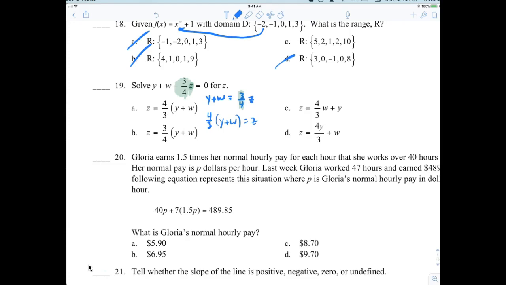Wait, why is it 4? Oh, never mind. You good? So my correct answer is what, guys? A. Yes, sir. Good, Drew. What did you do with the 0?